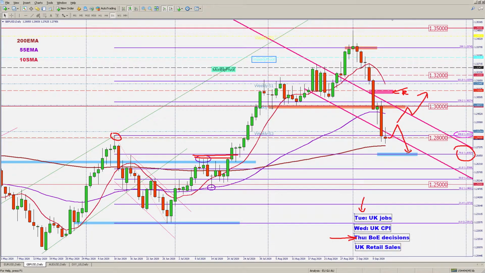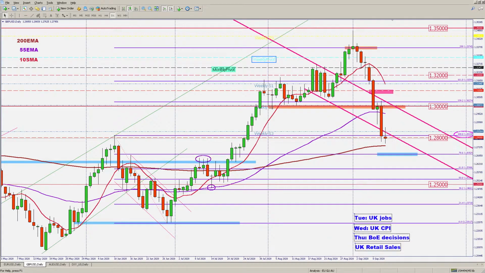Otherwise, as with the euro, if the US dollar continues to strengthen in the short term, then this would add further factors for a bearish cable for this coming week, and perhaps even all the way down to the 62 fib retracement level.